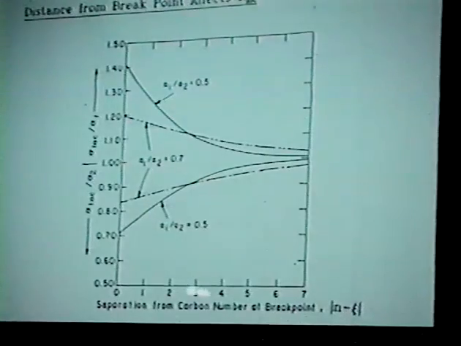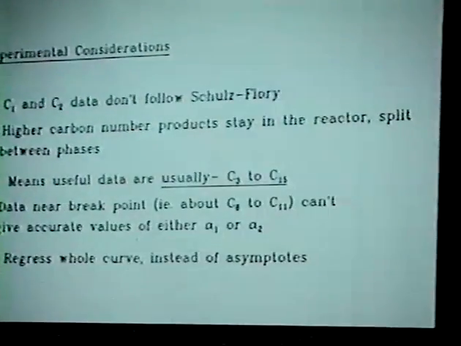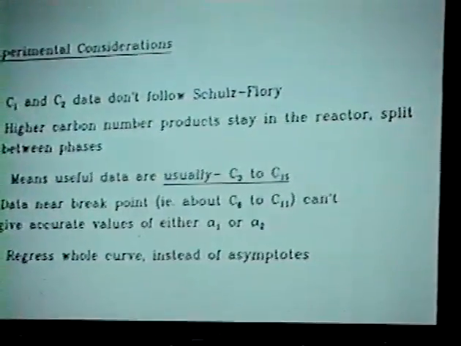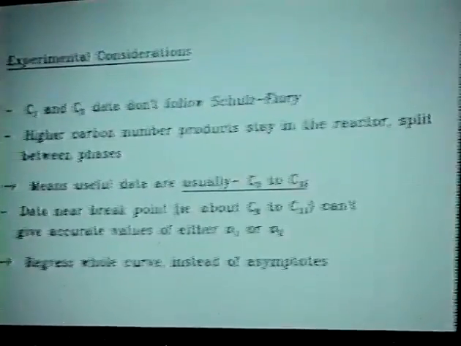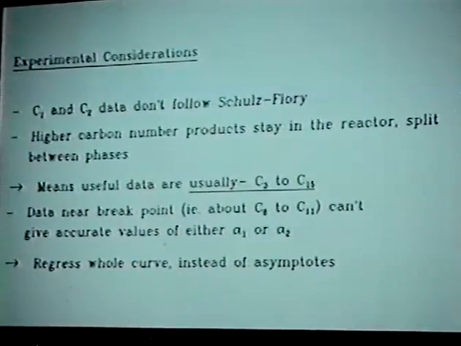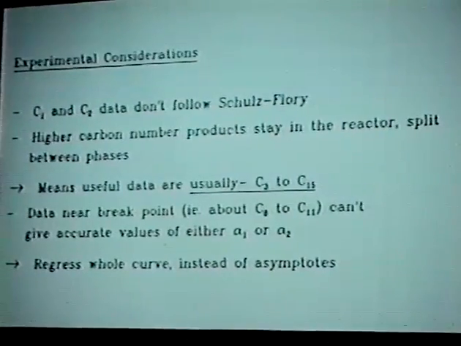It's only when we get out to about 3.5 carbon numbers away that we're really consistently within 10% of the real value of our alpha 1 or our alpha 2. We'd like to be able to include all that data right up to the breakpoint if possible. And this is kind of a summary of what the experimental considerations are as to how we would be able to consider that data. First of all, we have to throw out our C1 and C2 points.